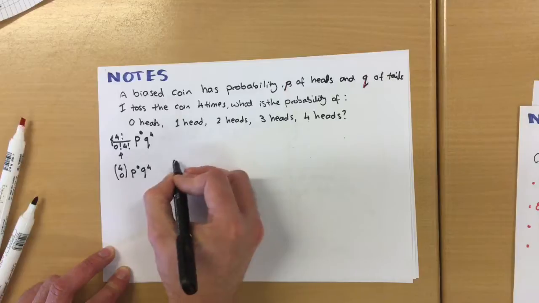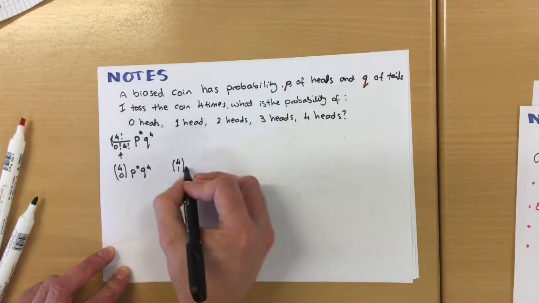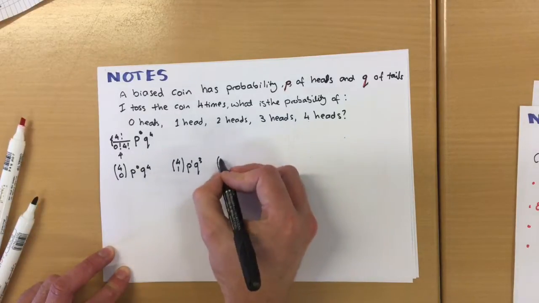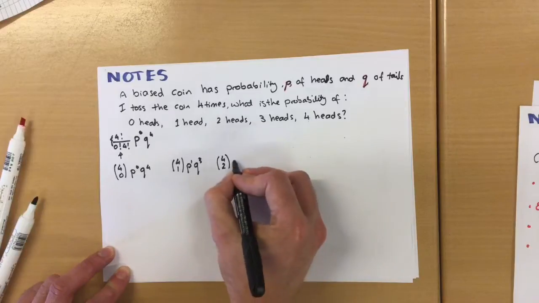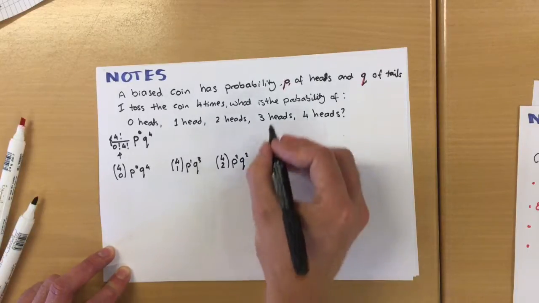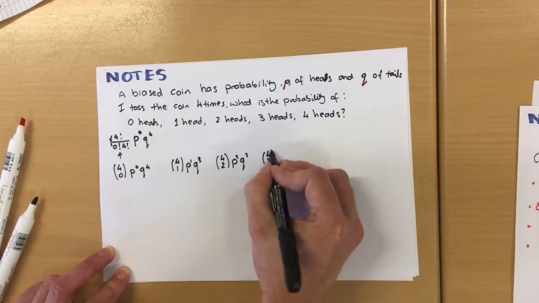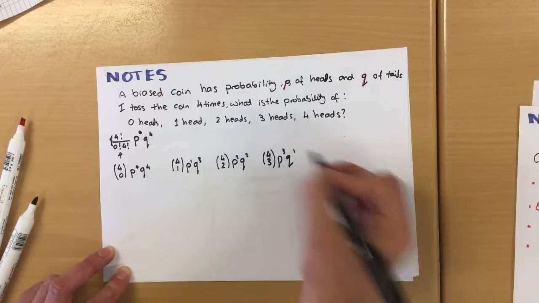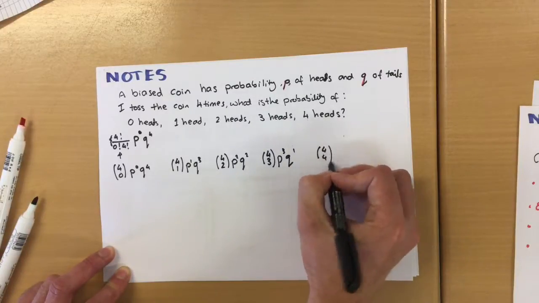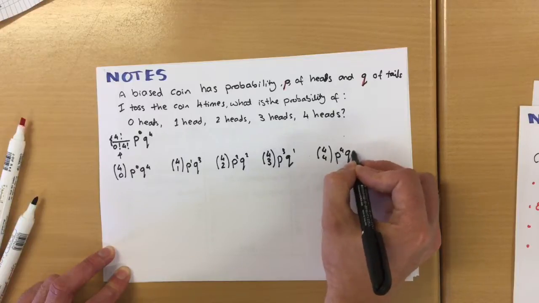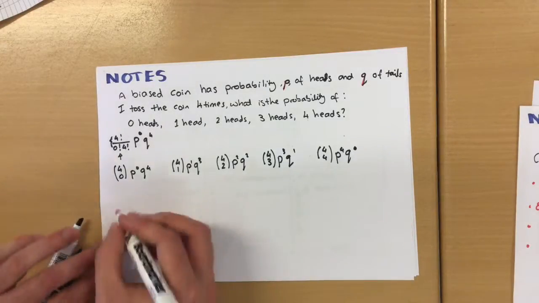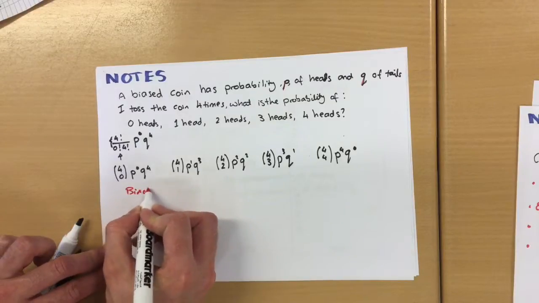Chance of 1 head, there's 4 events, 1 of them is heads, times the probability of 1, and 3 of those are tails. 2 heads, so P squared, Q squared. 3 heads, so 4 events, 3 are heads, probability of success cubed, probability of failure or tails, there's only 1 of those, and then 4 heads, for that one.